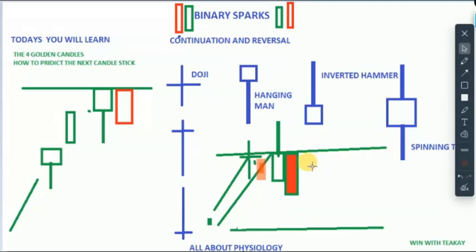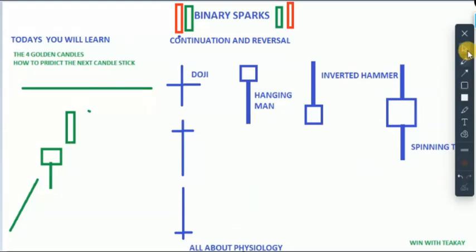Okay, let's say we spot a spinning top over here. Remember, the market has been moving up, and it has reached the resistance. So on the next candle, we can sell. Now do you see that these four candlesticks are very important? If you can use these four candlesticks, you can make a lot of money and you can change your winning ratio.